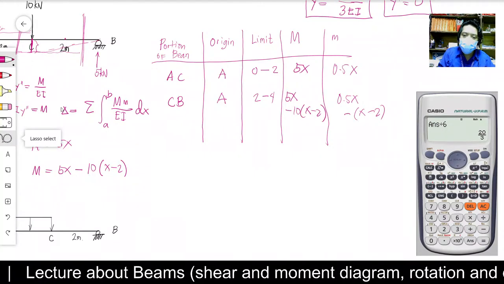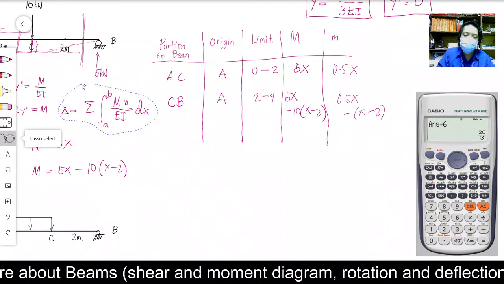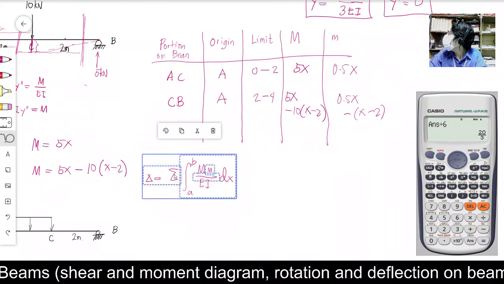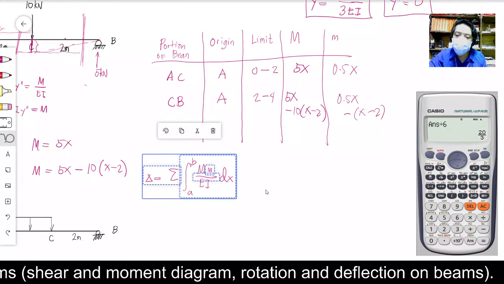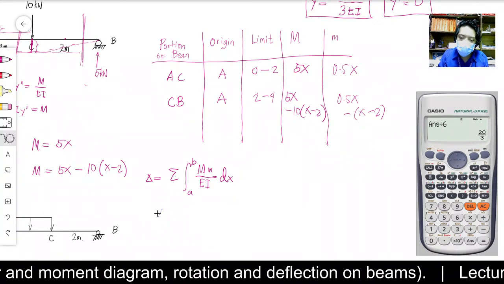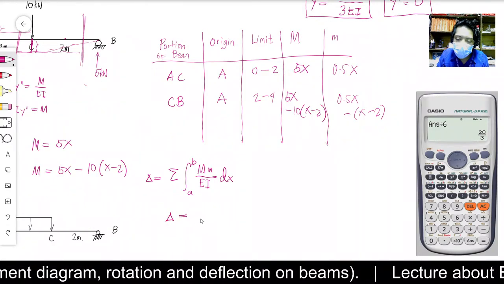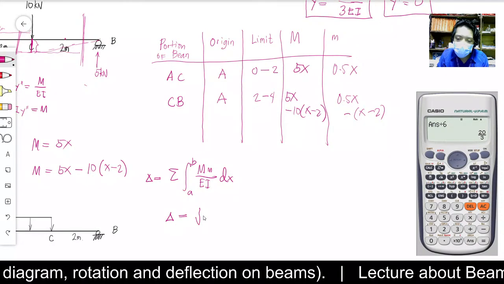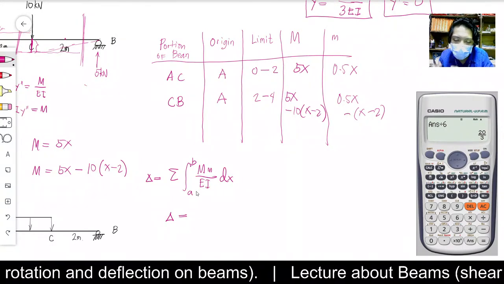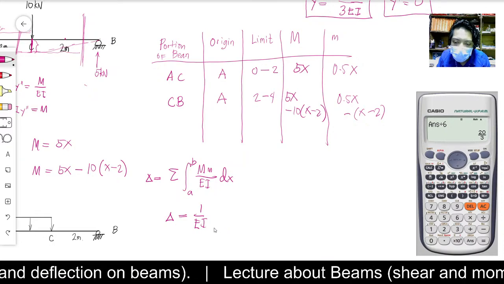Okay, so to solve for the deflection, kagamitin na natin dito yung hinga equation, yung hinga formula. Okay. We have here, we'll use this equation. So, we have here the delta is equal to summation. Iguwas ko it EI. Diba EI kasi is constant. So, pwede natin ito na iguwas. 1 over EI.